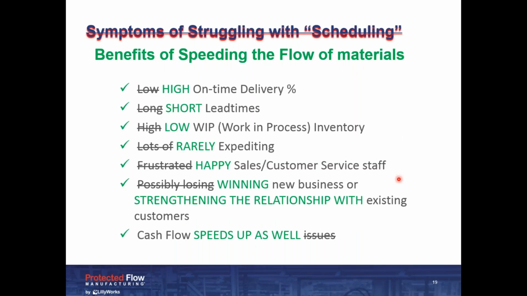What does all benefits mean? Well, all benefits is huge. It takes that symptom sheet that we had, and now it turns it completely upside down. So the benefits of improving the speed of flow of materials: on-time delivery increases, lead times shrink, WIP reduces, expediting becomes an exception rather than the rule. Sales and customer service is happier because your performance is better. Customers are, for the most part, getting their product when they wanted it.